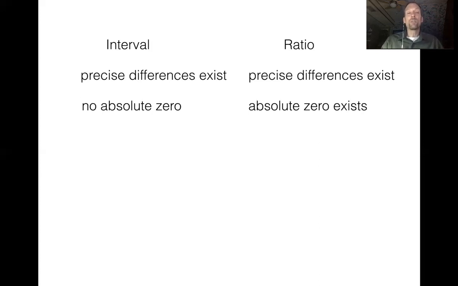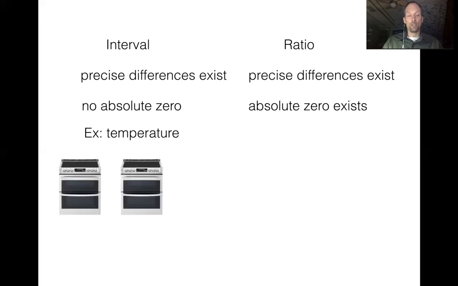Let's talk about some examples of interval data. One of my favorites to use is temperature. Think of two ovens right next to each other. One oven is 200 degrees. The other oven is 400 degrees. If we consider both temperatures, we can definitely say there's a precise difference. The difference is 200 degrees. And at the same time, there's no absolute zero. That means that when we're at 0 degrees, it doesn't mean we're out of temperature. We can go negative with temperature, can't we? So that's how we classify it as interval level data.